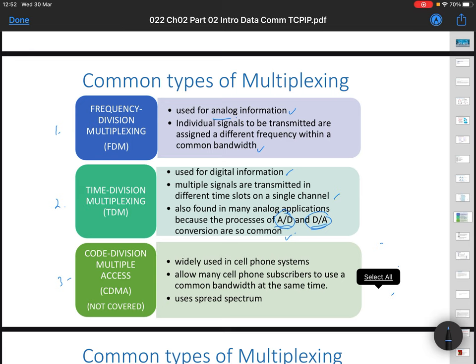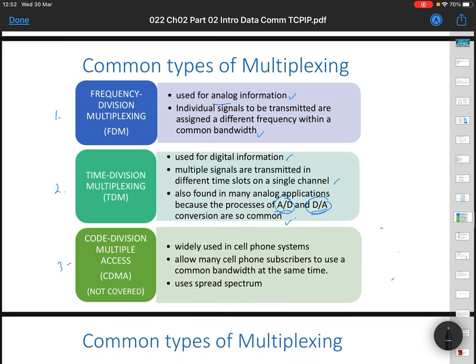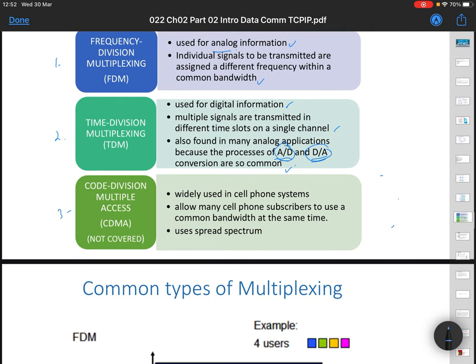For CDMA, CDMA is widely used in cell phone system, allowing many cell phone subscribers to use a common bandwidth at the same time. So CDMA uses spread spectrum.